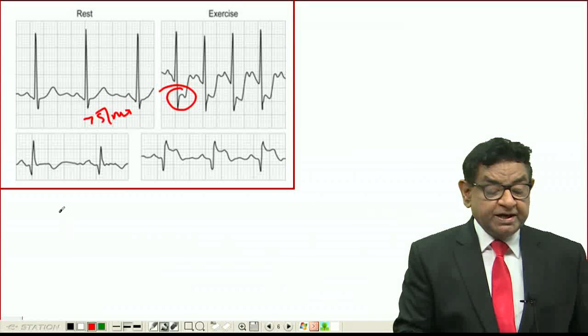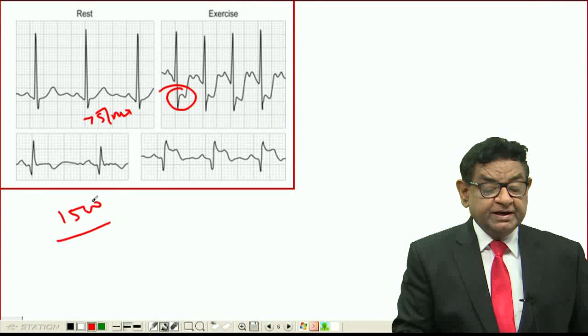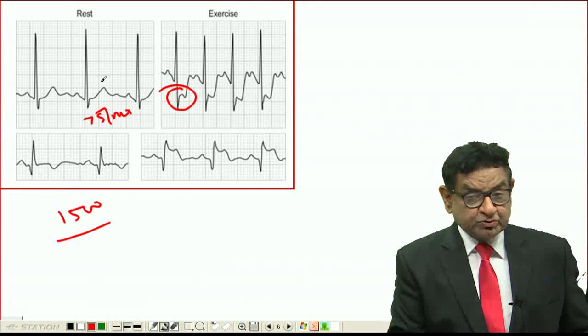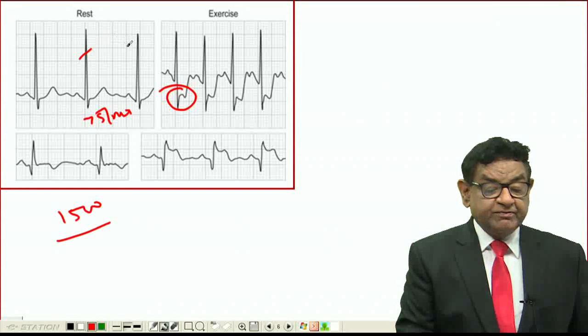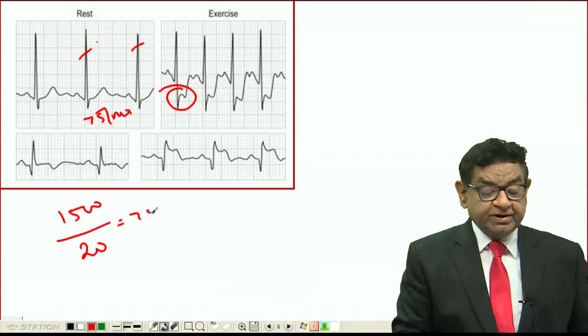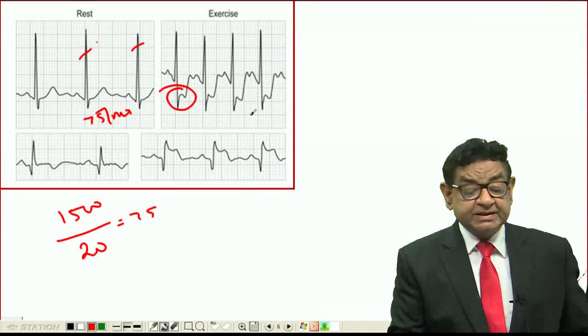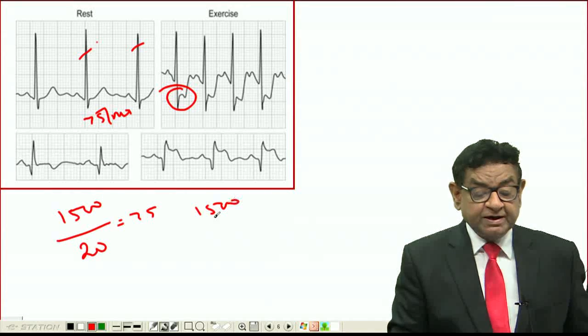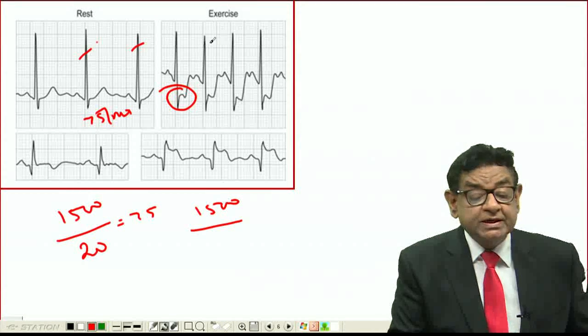How do we calculate heart rate? 1500 divided by the number of small squares between two R waves. R wave, R wave. How many small squares? 5, 10, 15, 20. Divided by 20, heart rate is 75. Now in this case, 1500 divided by how many small squares?